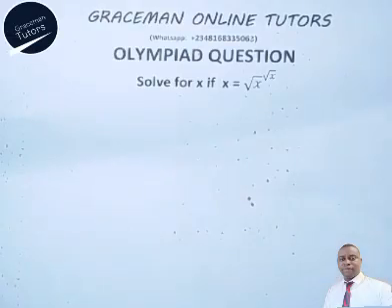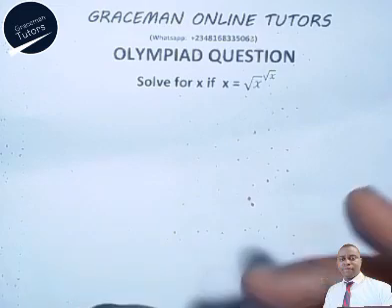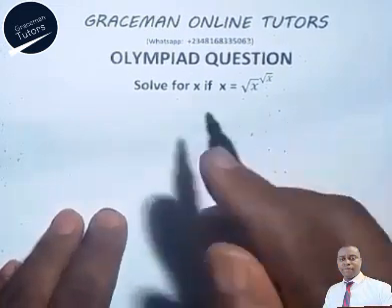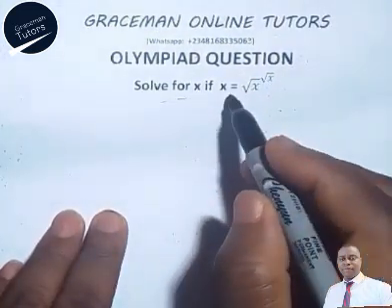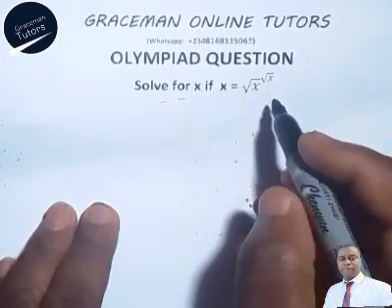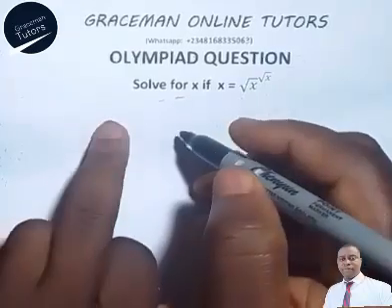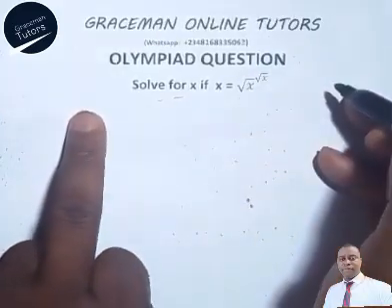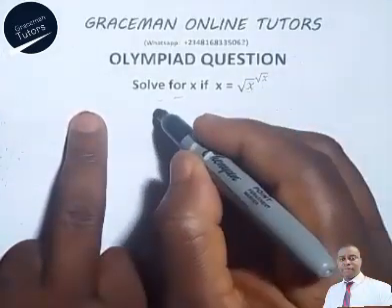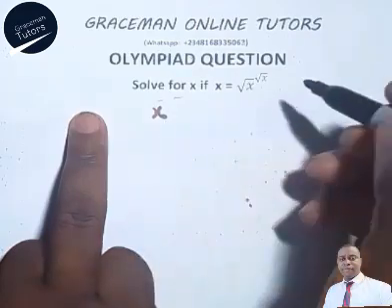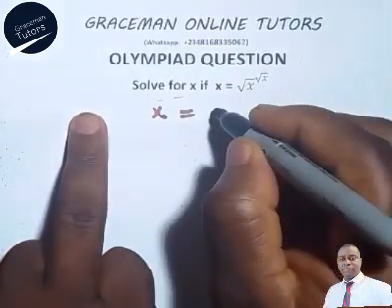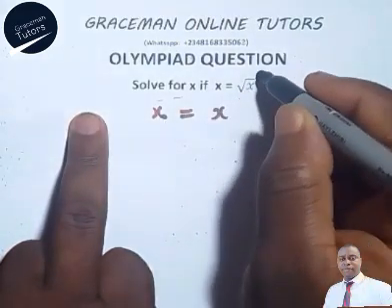In this video, I'll be explaining how to solve this Olympiad question. We have: solve for x if x equals the root of x raised to the power of root x. Alright, so to solve this, what we just need to do is to interpret what we have here. We have x is equal to x raised to the power of root x.